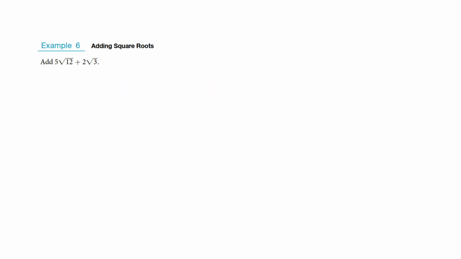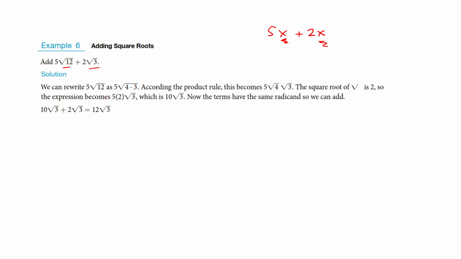Now, adding roots works the same as variables. If this was 5x plus 2x, they're the same thing and I can combine like terms. If these were the same kind of root, I could combine them. Now the problem here is that right now they're not, so it looks like, why did they do this? Well, if we simplify the 5 to the 12th, there's a root in there.